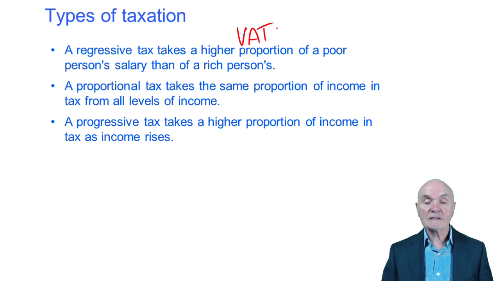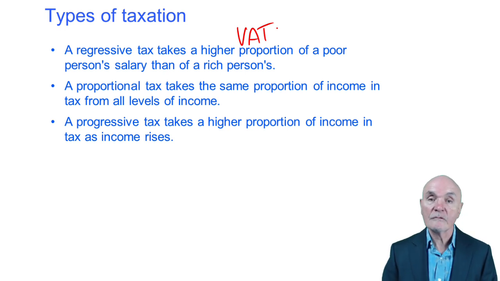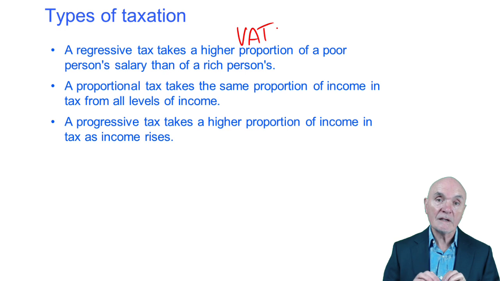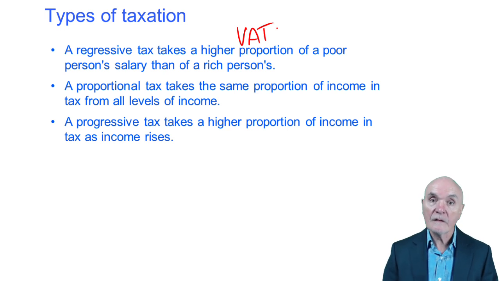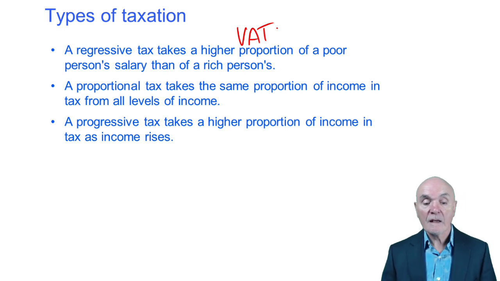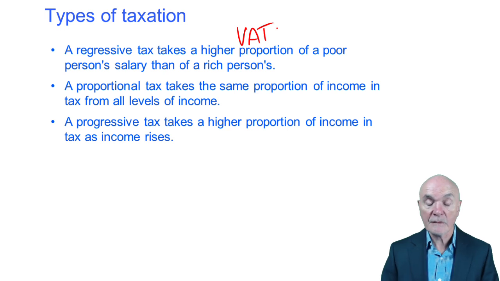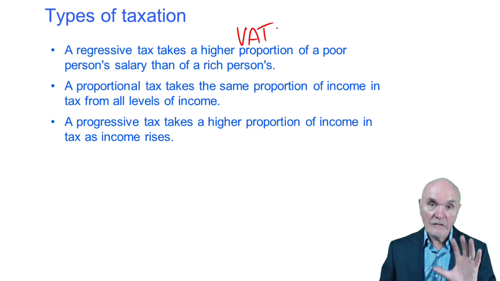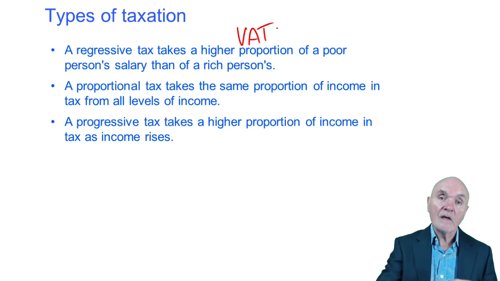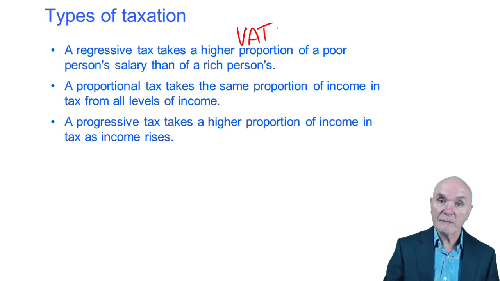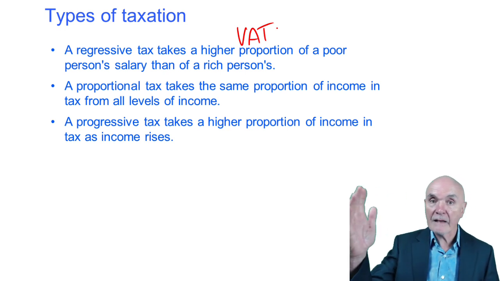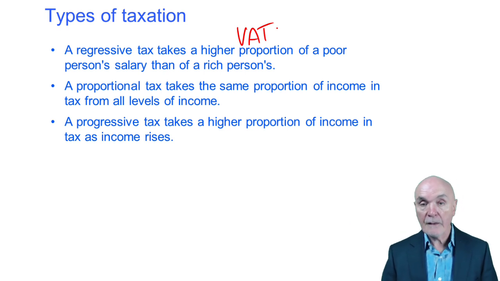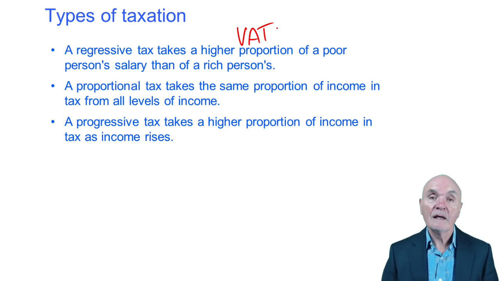A proportional tax takes the same proportion of income from all levels, so simply setting your income tax level at 20% for everyone is a proportional tax. And then we have a progressive tax, like the more common type of income tax. Tax very low paid people at zero, then you come in and you begin maybe paying 20% tax, and then at some band higher on you begin paying 40% on that.